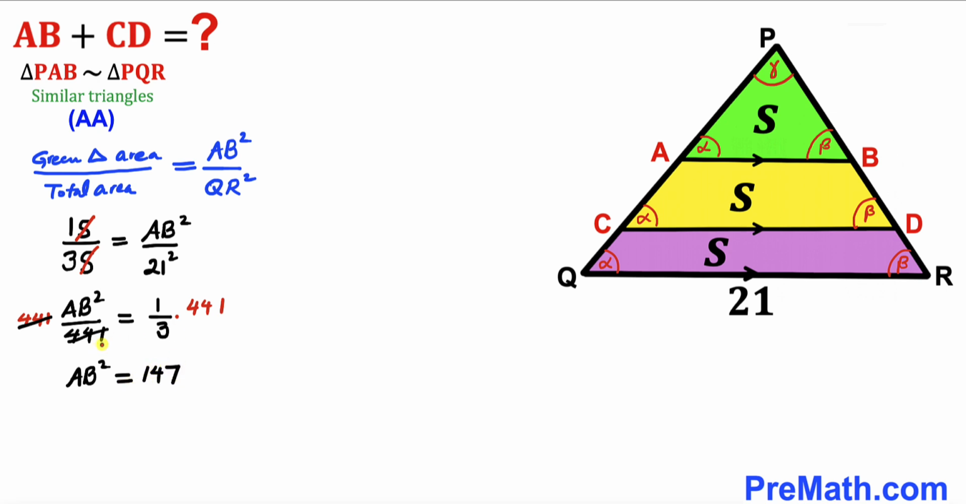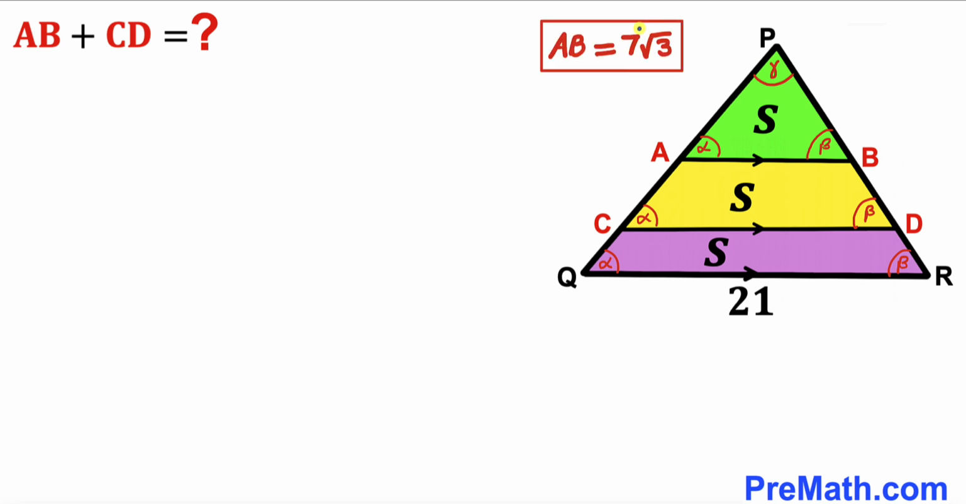And I'm going to undo this square by taking the square root on both sides. So therefore this segment AB length turns out to be 7 times square root of 3 units. So thus we have calculated our AB segment length as 7 times square root of 3. And now we are going to calculate the side CD as well. And here's our next step.